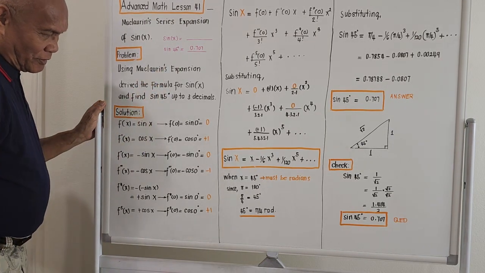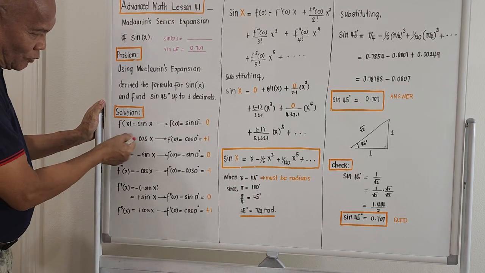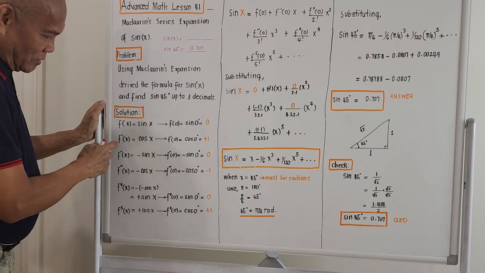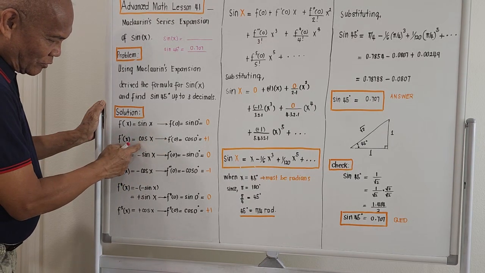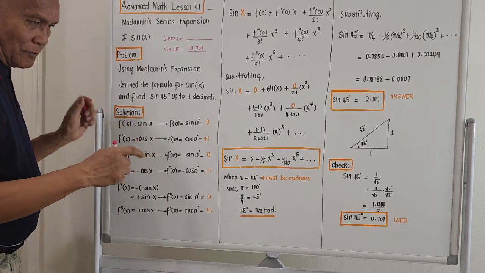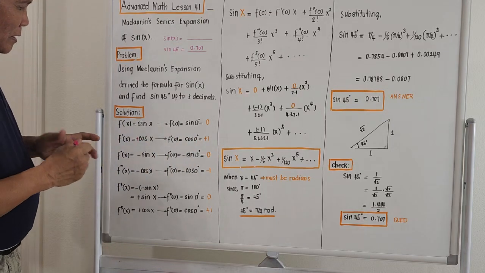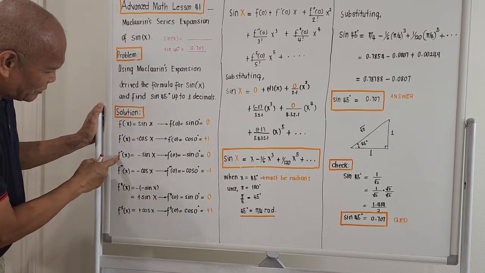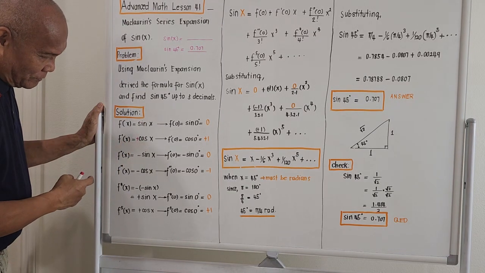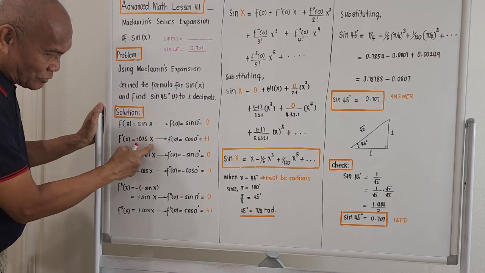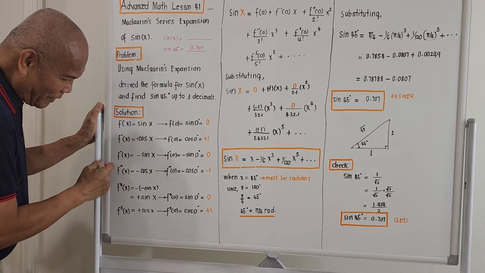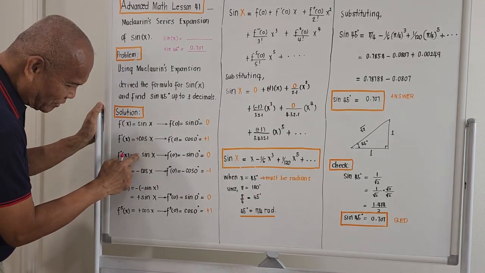Let's try to take the first derivative. The derivative of sine is plus cosine. So f prime will be cosine of x. This is plus, because the derivative of sine is plus cosine. Let's take the second derivative, which is the derivative of the first derivative. The derivative of cosine is negative sine. So f double prime of x is negative sine of x. There's a negative sign over here.